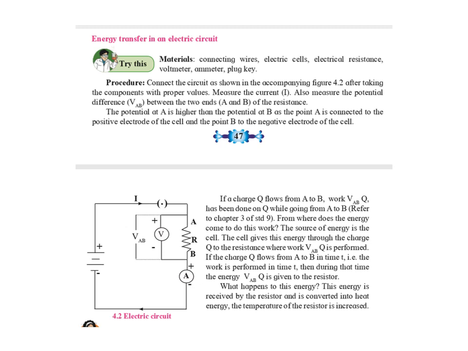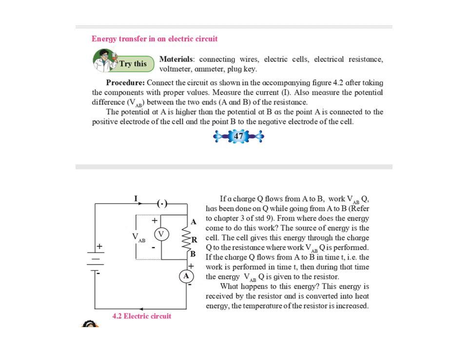We know, as we just learned, that electrons flow from negative to positive. But conventionally we show current I flowing from positive to negative. AB is the conducting wire, R is the resistance, A is the ammeter and V is the voltmeter. Ammeter measures the current flowing, whereas voltmeter shows the potential difference. Now if you look at the circuit diagram, it's a complete diagram.